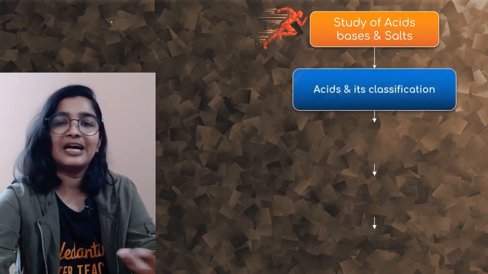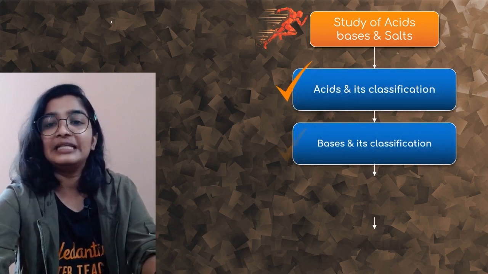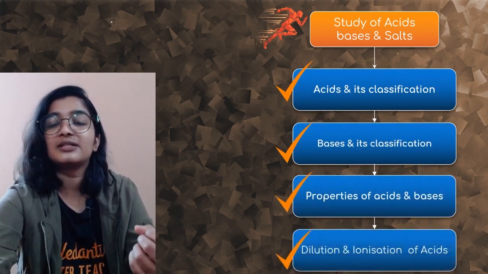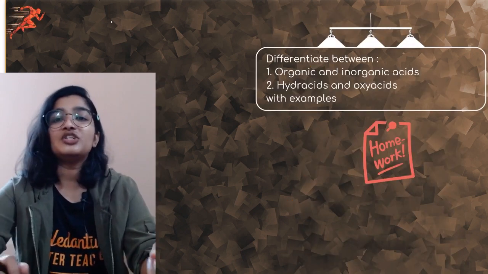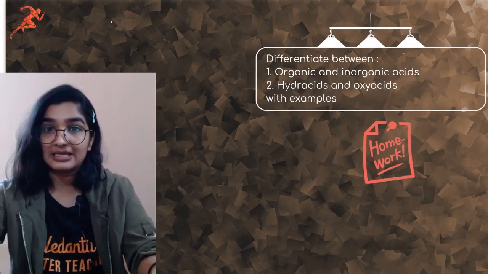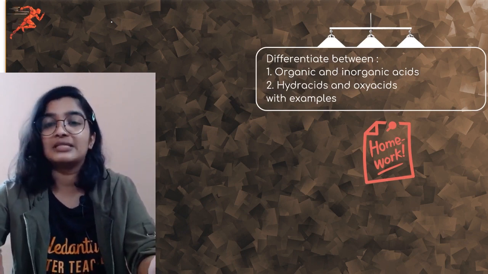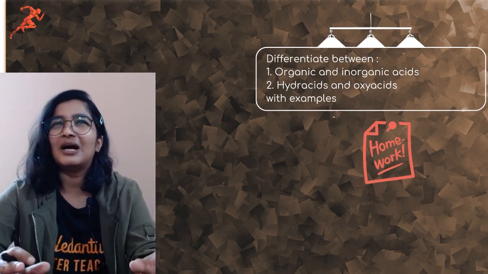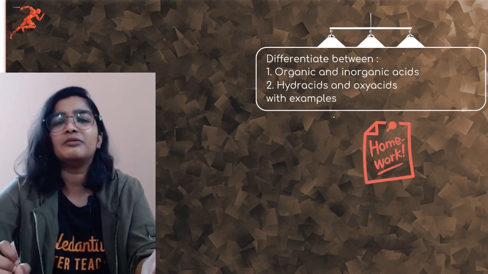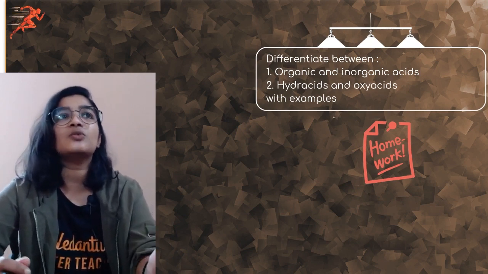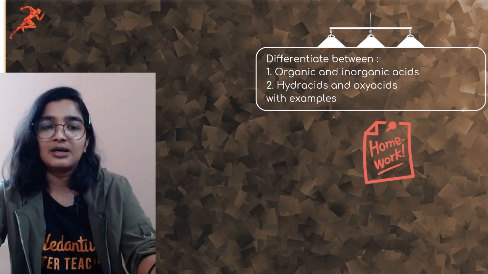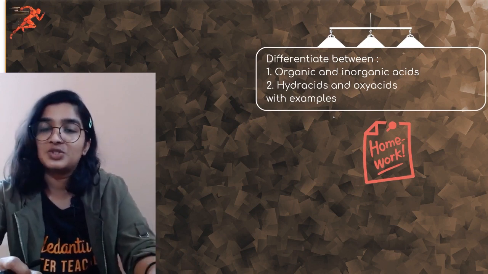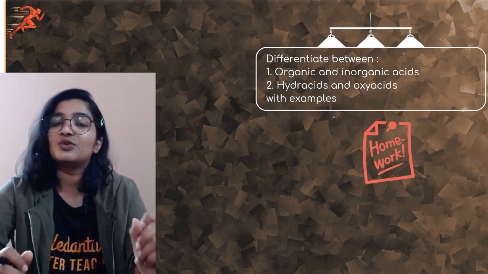So with this, we have discussed some very important questions related to these topics. And here is your homework question. Differentiate between organic and inorganic acids, hydroacids and oxyacids with examples. So it is kind of difficult, no? Hydroacids and oxyacids, I feel, you will get confused. Hydroacids should contain hydrogen but without oxygen. Those are called hydroacids. So do not get confused.